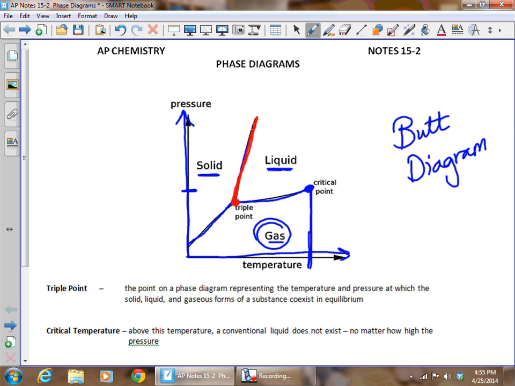So looking back on the previous example, we see that this particular slope is a positive slope. And since it is a positive slope, what does that tell us? It tells us that in this case, the solid is more dense than the liquid and would actually sink in that liquid. So that's just another piece of information that we can get from a phase diagram.